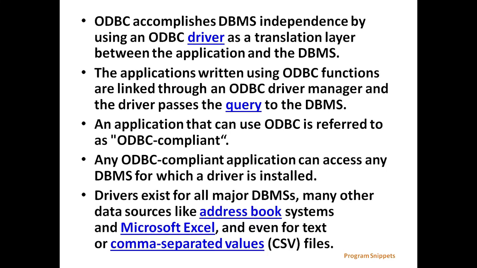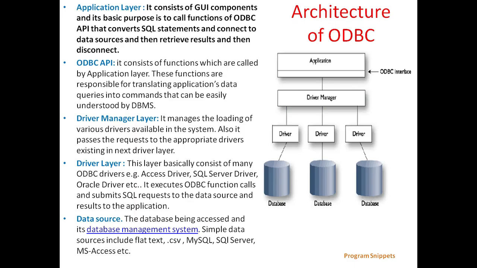Drivers exist for all major DBMS, and many other data sources like address book systems, Microsoft Excel, or even text or CSV files. Different layers in ODBC architecture are: first is the application layer. It consists of GUI components and its basic purpose is to call the functions of the ODBC API that convert SQL statements and connect to the data source, then retrieve results and then disconnect.